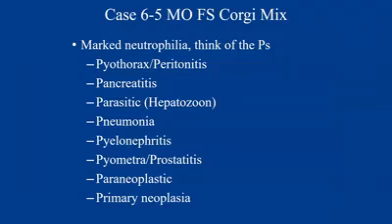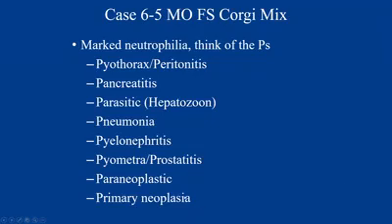So when I see marked neutrophilias, and this is borderline, like again, 50,000 is marked, but this is coming up right on the edge there, think of the P's, okay? This is what we teach the students. So pyothorax, peritonitis, whether it's septic or non-septic, pancreatitis, parasitic, specifically hepatozoan, pneumonia, pyelonephritis, pyometra, prostatitis, depending on the sex of the patient, a paraneoplastic response, or primary neoplasia, okay?